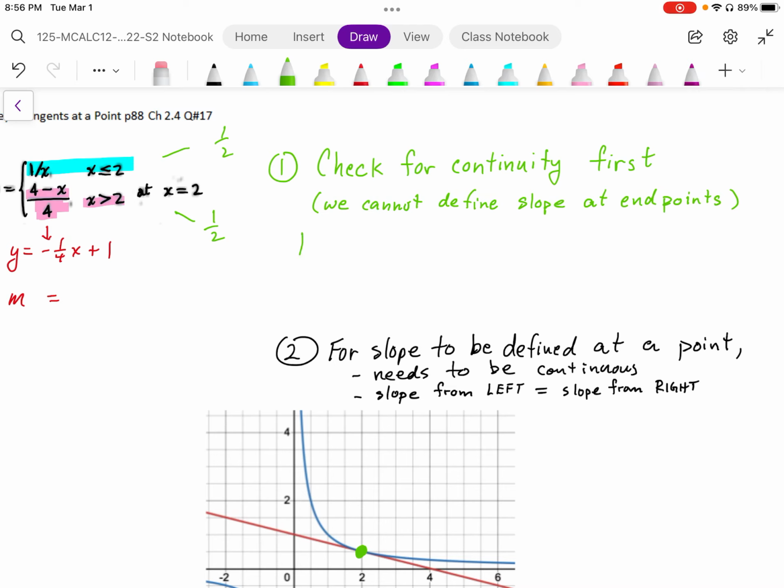So if I were to write it formally, it looks like this. The limit as x approaches 2 from the positive side of f of x is equal to 1/2. And the limit as x approaches 2 from the negative side of f of x is equal to 1/2 as well. And f defined at 2 is equal to 1/2 as well. Okay, so the first thing is satisfied, the fact that it's continuous.